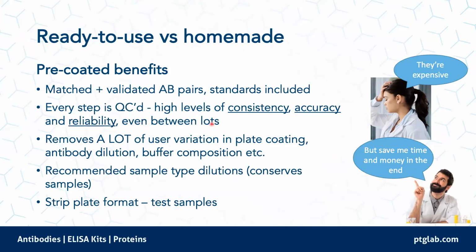Every company that provides antibody ELISA kits is ensuring that there are high levels of consistency, accuracy, and reliability, checking between lots, checking between plates. You're removing a lot of user variation by purchasing a pre-coated plate already, and also by purchasing those where you know the antibody dilution and the buffer composition have all been checked for you previously. Having recommended sample type dilutions will help conserve samples. It will help save you a lot of time as well. And a lot of ELISA kits like Proteintech's come in a strip plate format, so this enables you to test samples before running the whole plate, so you're not wasting anything.